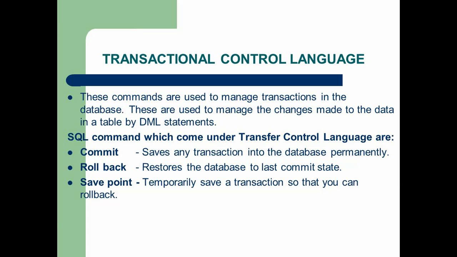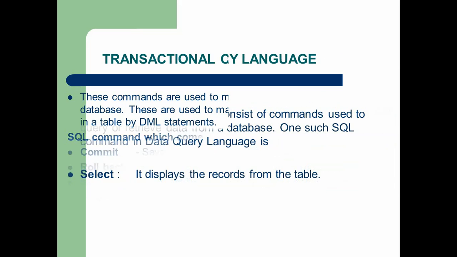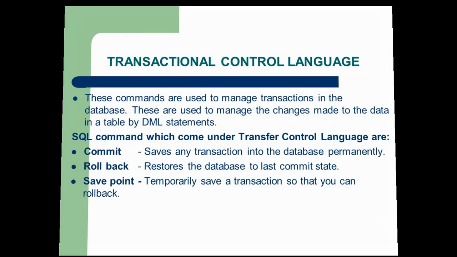Commit saves any transaction into the database permanently. It is just like the save command in MS Word. So commit command is used to save any transaction into the database permanently. Rollback restores the database to the last commit state. Rollback is just like the undo command, which restores all the transactions. Next, savepoint temporarily saves a transaction so that you can roll back.